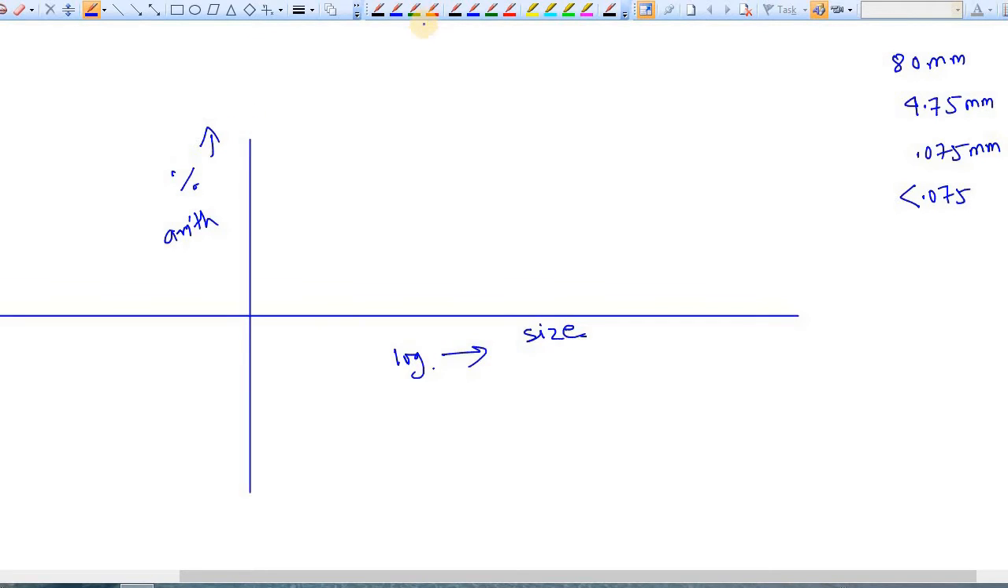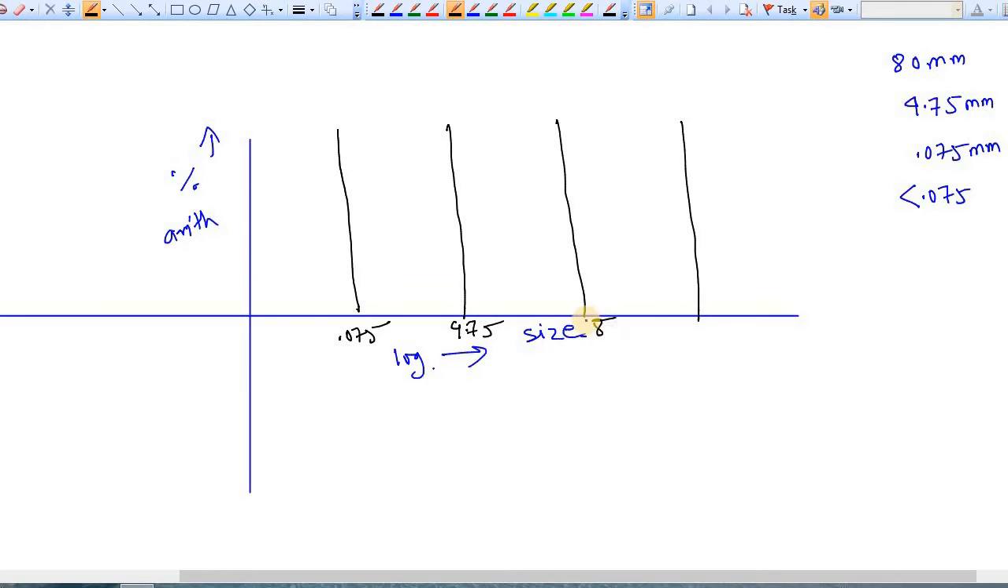So if we simply divide this into different sections, this is for, let's say, clay, this is for sand, this is for gravel, and this is for cobble. This is 0.075, this is 4.75, this is your 80. So this is 80, and this represents cobble, this represents gravel, this represents sand, and this is clay and silt. Now you are given a curve like this. Let's say this is the gradation curve.